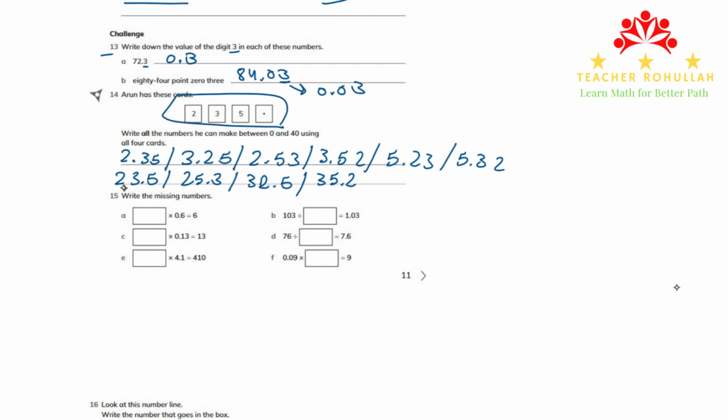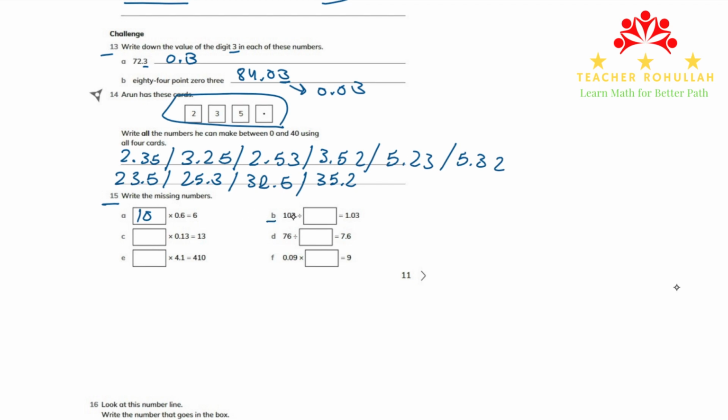Let's now move to question number 15. In question number 15, it says, write the missing numbers. What number is multiplied by 0.6 that gives 6? It for sure is 10. 10 times 0.6 is equal to 6.